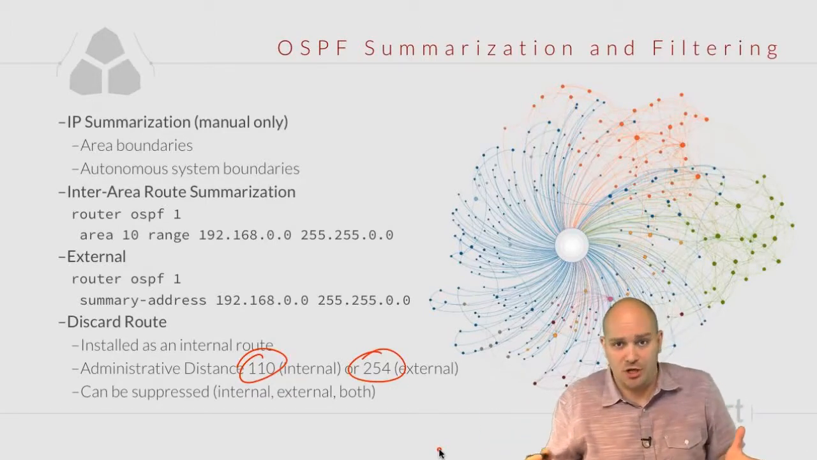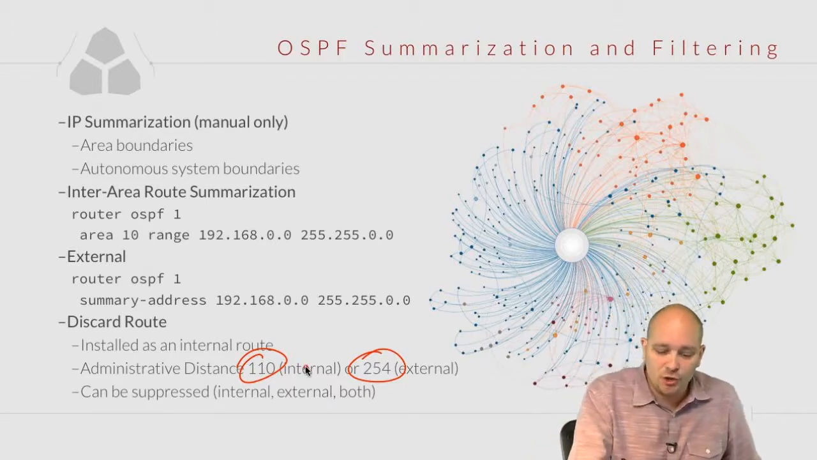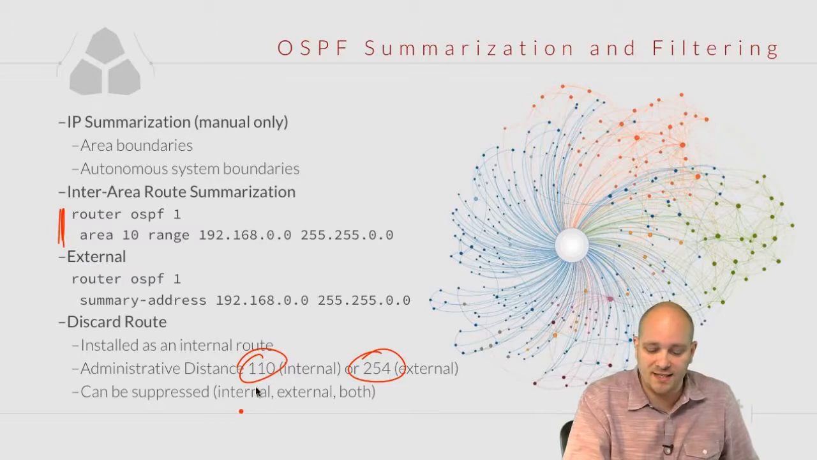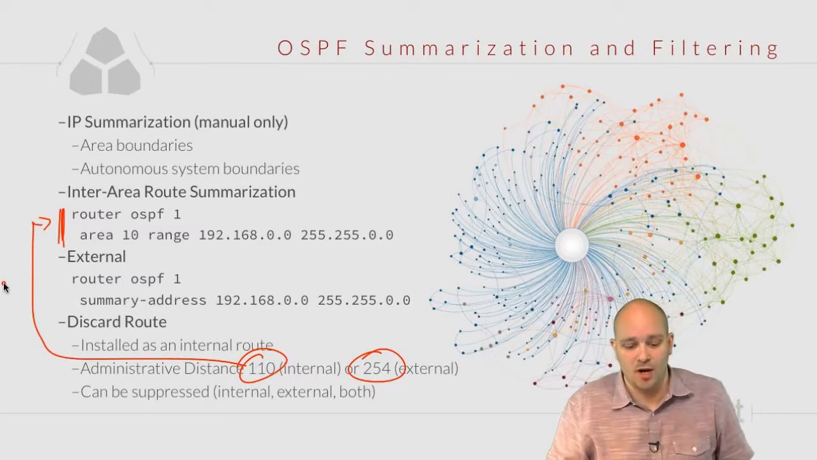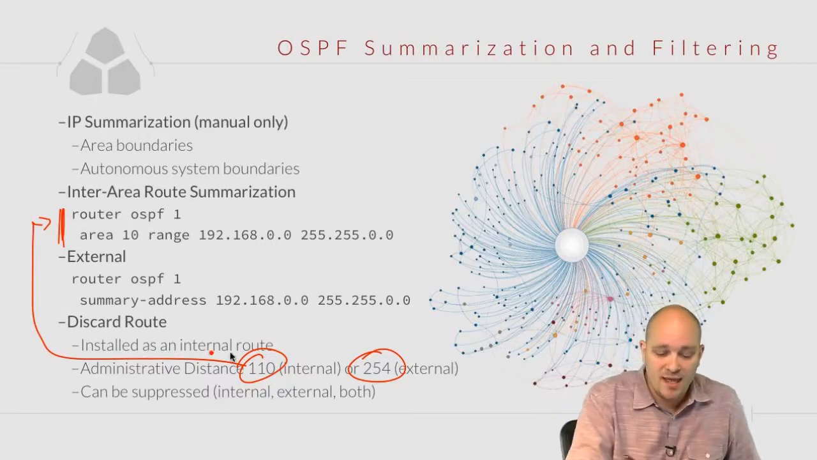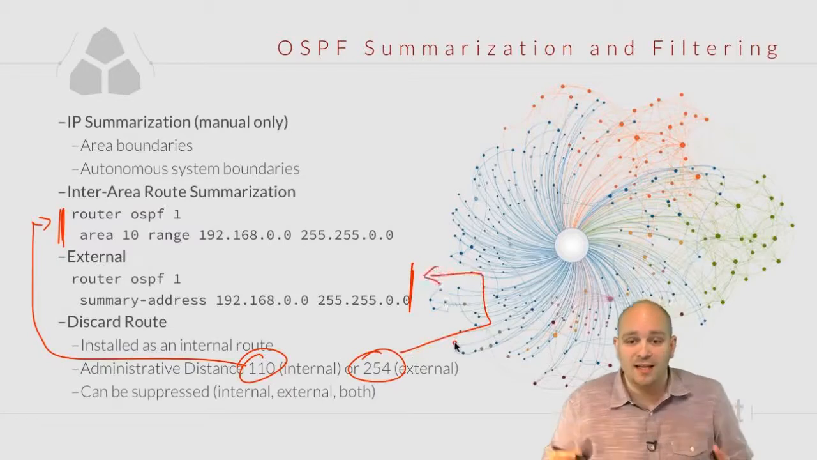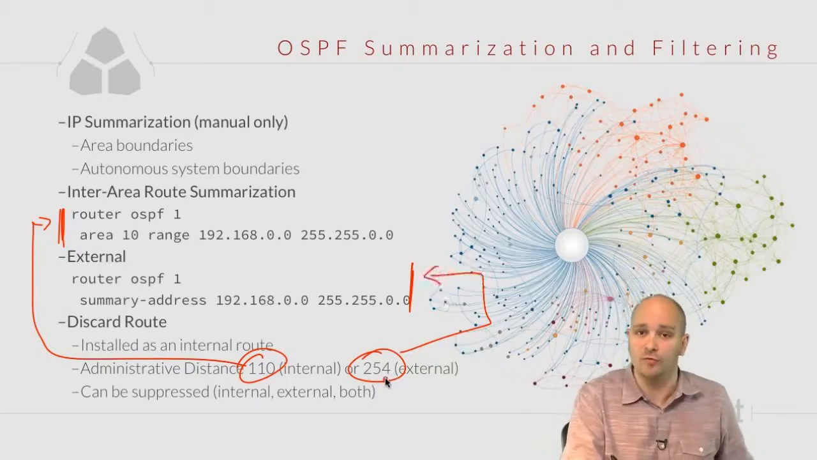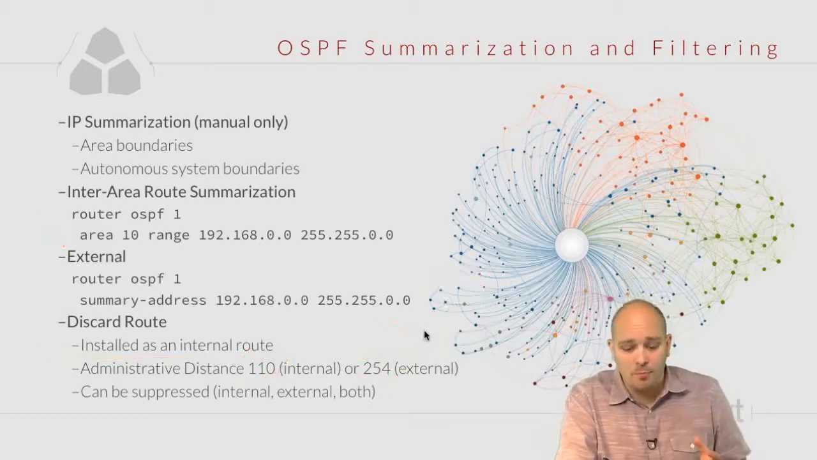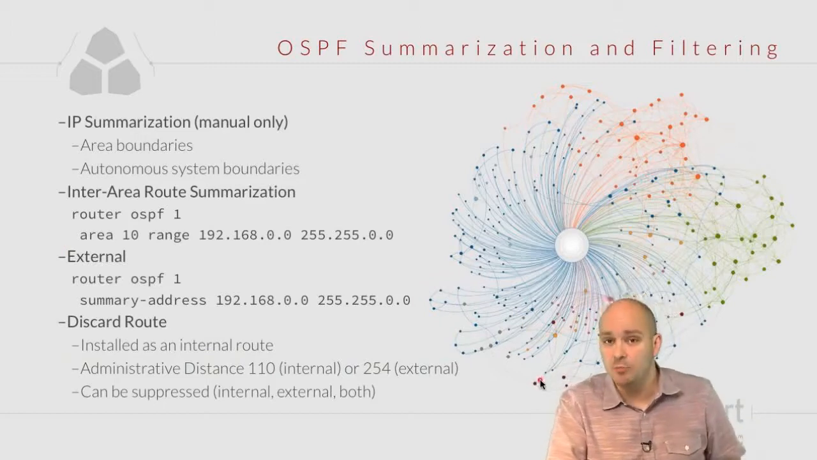However, depending on what you are summarizing, this route will be installed with a different admin distance. Don't shoot the messenger, I have no idea why IOS does it this way, but for the internal summaries, for this syntax here, what we are going to end up having is the admin distance of 110 for the discard route. If you are performing the external summarization, what is going to end up being installed as the admin distance for the discard route will be 254. In both cases, the discard route, if you need to do that, can be suppressed.